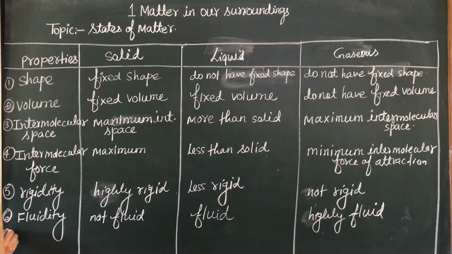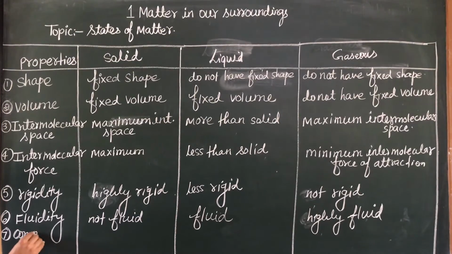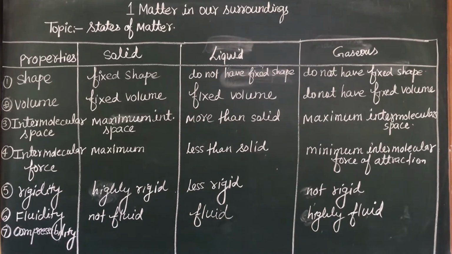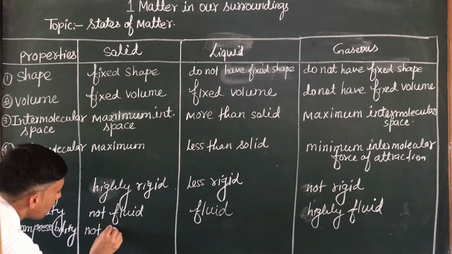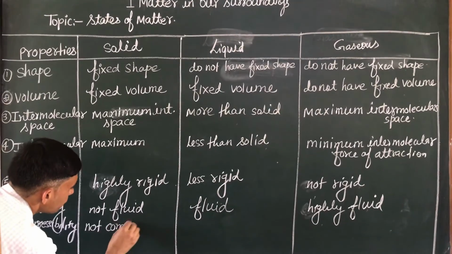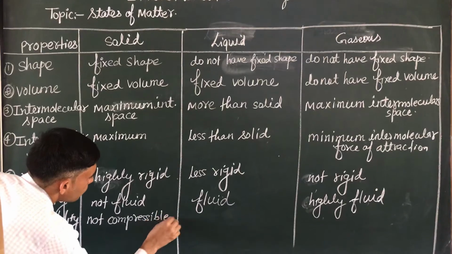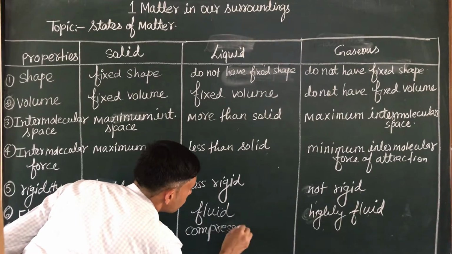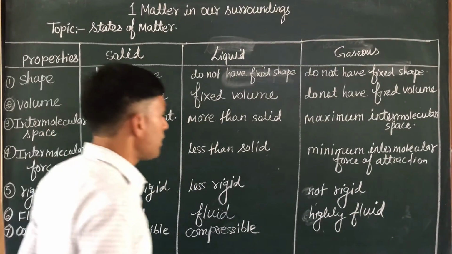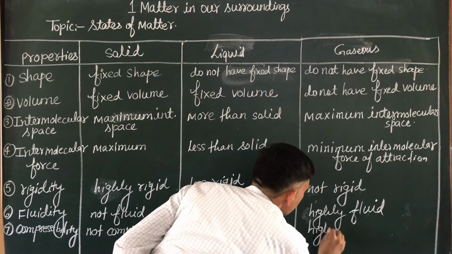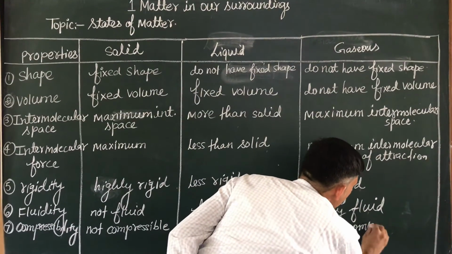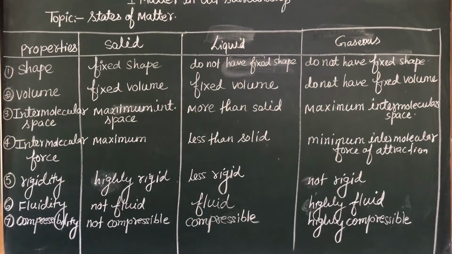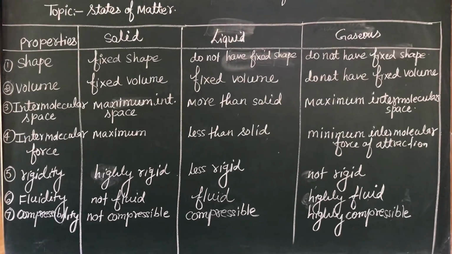Number 7 is compressibility. Solids are not compressible. Liquids are compressible. And gases are highly compressible. That's why we know of CNG and LPG. CNG is used as a fuel in vehicles, and LPG is used as a domestic fuel.